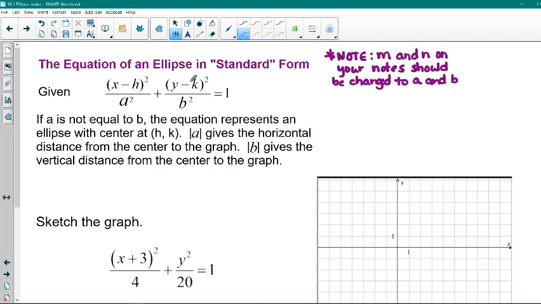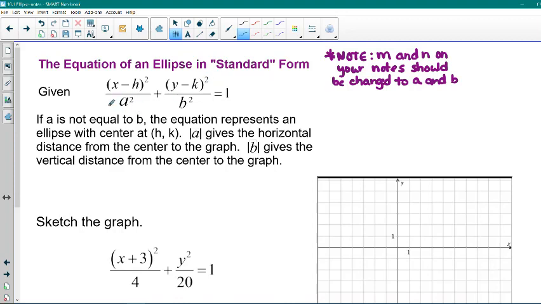Here's the equation of an ellipse in standard form. Please do note that where you have M and N on your notes, you want to change those to A and B. So we have this form. It's always going to be equal to 1 when we are in standard form. Notice how the numerator is very circle looking, (x minus h) squared and (y minus k) squared.